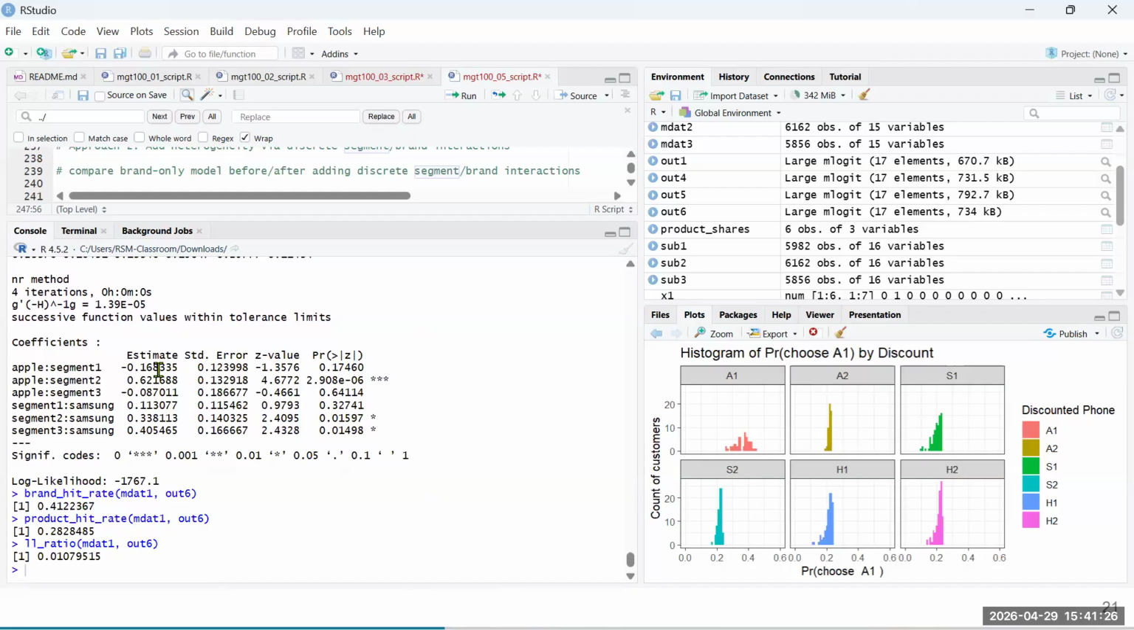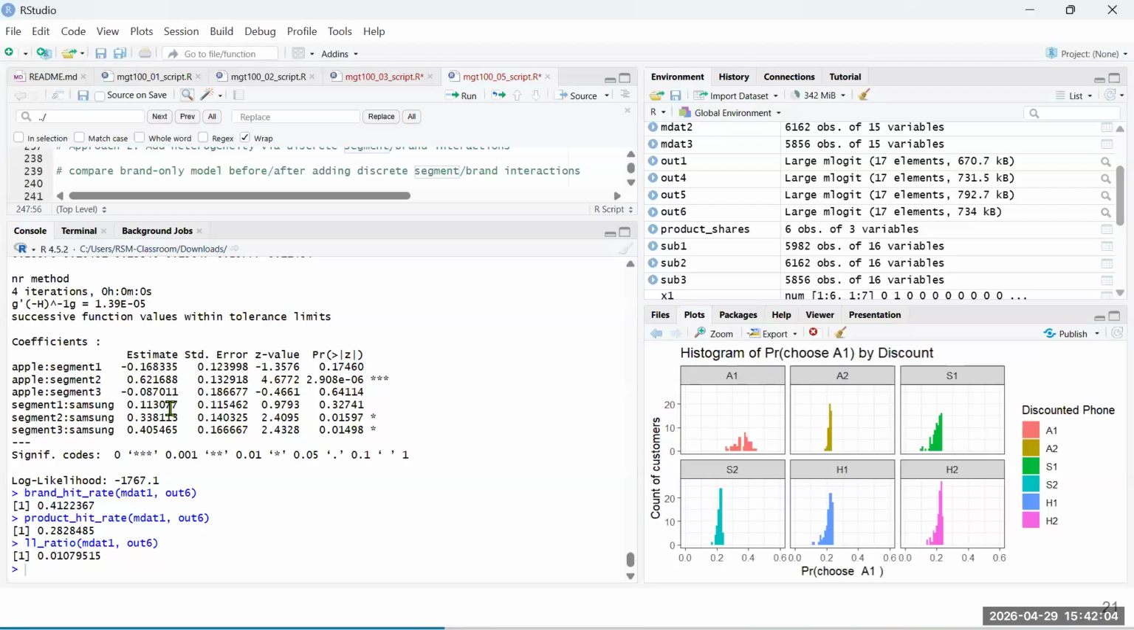When we make these brand intercepts heterogeneous, what we find is that segment 1 doesn't like Apple as much. They like Apple less than Huawei, which is the reference brand, and they like Samsung more than Huawei. Segment 2 really likes Apple a lot and likes Samsung more than Huawei. And then segment 3 is almost indifferent between Apple and Huawei, but has a relatively strong preference for Samsung. So we're seeing 3 different patterns across the 3 segments.